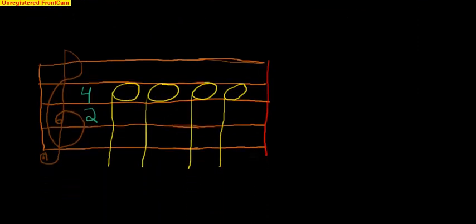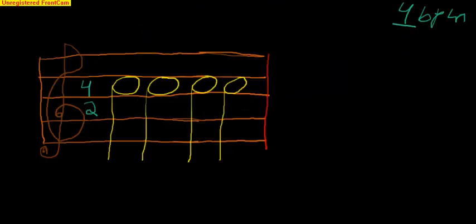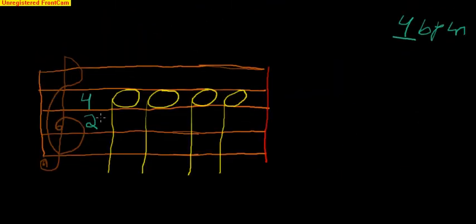So here we have 4 notes on the next example. And notice the time signature changed. We're now in 4/2 time. So what does that mean again? 4 means that we want 4 beats per measure. And this 2 on the bottom means that a half note gets a beat.